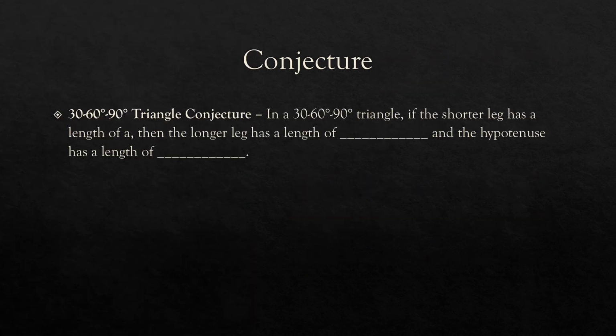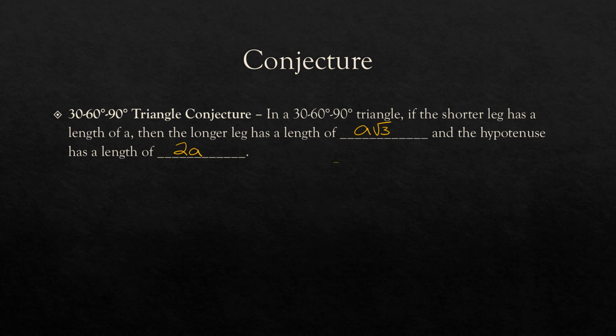So in a 30, 60, 90 triangle, if the shorter leg has a length of A, then the longer leg has a length of A square roots of 3, and the hypotenuse is twice as long as the shorter leg, or 2A.